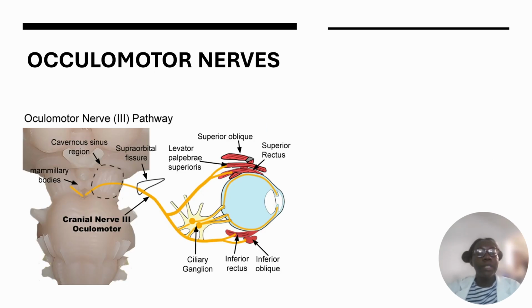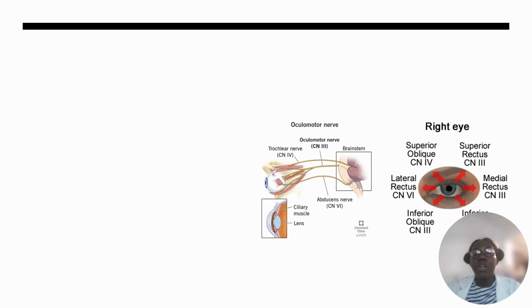And in third position, we have the oculomotor nerves. The oculomotor nerves innervate the superior oblique of the eyes, the superior rectus, the inferior oblique, the inferior rectus, and also the levator palpebrae superioris muscle, which is a muscle of the eye. So they allow you to move your eyes in different directions.